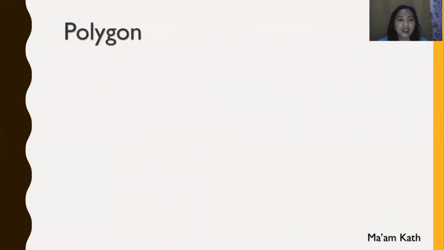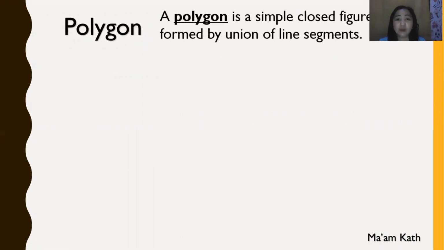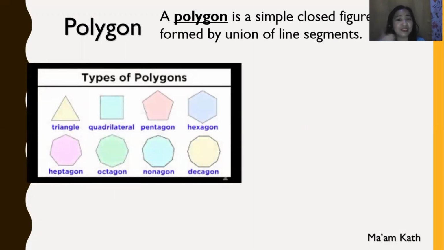Now, those examples are what we call polygons. And a polygon is a simple closed figure formed by the union of line segments. Now, we have different types of polygon here. As in our example, we have triangle, quadrilateral, pentagon, hexagon, heptagon, octagon, nonagon, decagon, and so much more, according to the number of their sides.